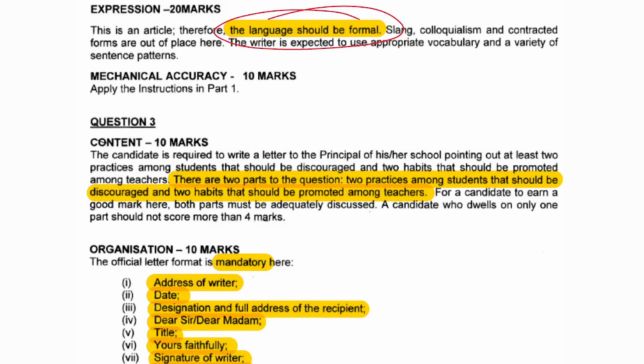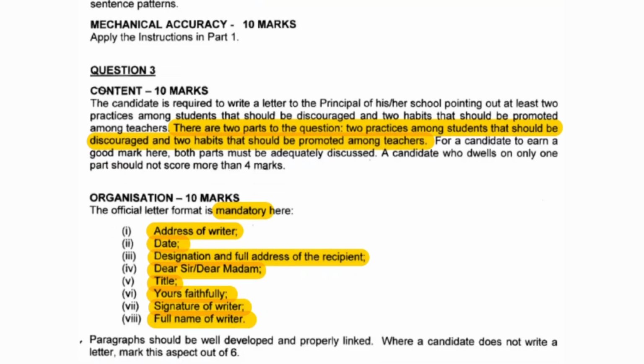And if you look at the marking scheme again, they say there are 2 parts to this question. 2 practices among students to be discouraged, 2 habits among teachers to be promoted. A candidate that wants to earn a good mark here must adequately discuss both parts. Now, a candidate, look at this, who dwells on only one part should not score more than 4 marks. That is a point for you to note. You are asked to raise two valid arguments, at least 2 of them. If you make it 3, no problem. But if you just focus on 1, then the maximum mark you can get in content in this particular question 3 is only 4 marks.